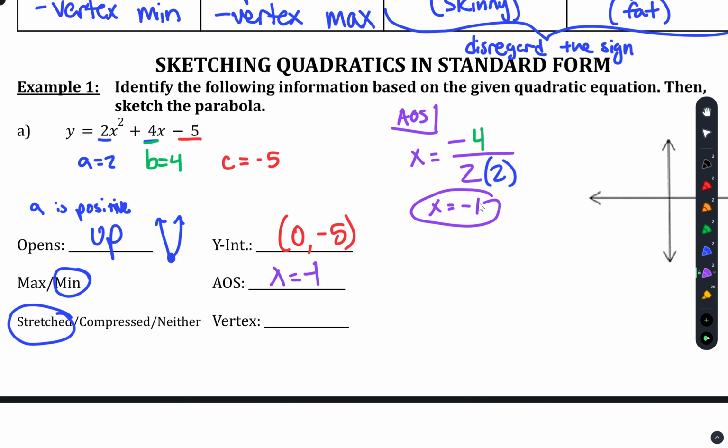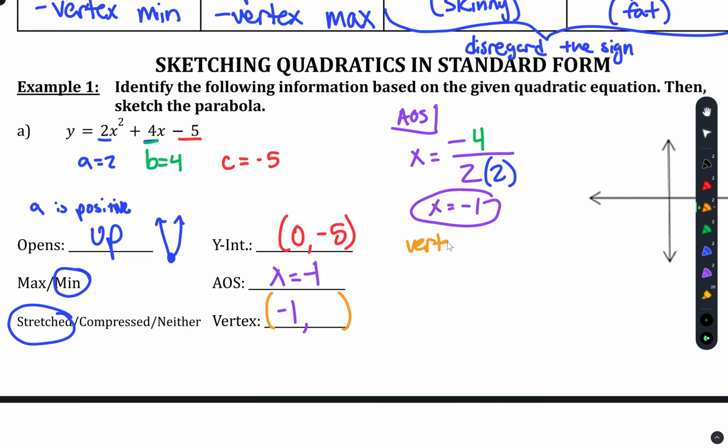Everybody good with that formula? Again, formula you need to have memorized. The last part is to fill in the vertex. The vertex is going to be located. The x value is the axis of symmetry. And then I need to find the y value. Here's how we're going to do that.